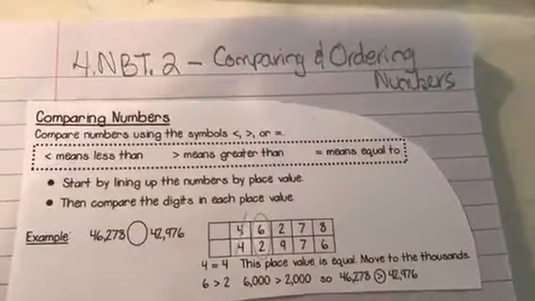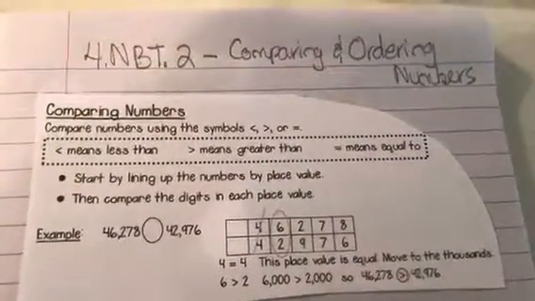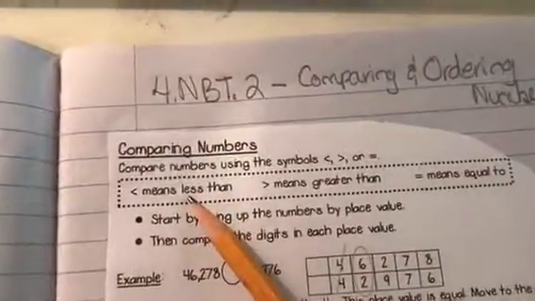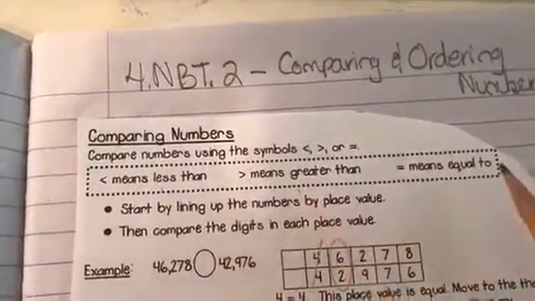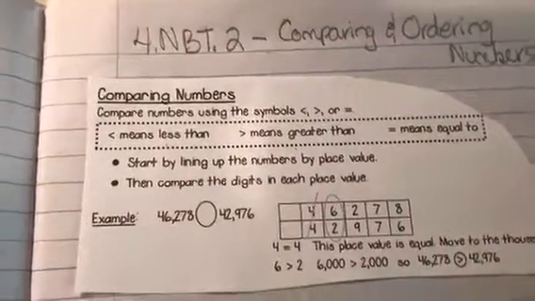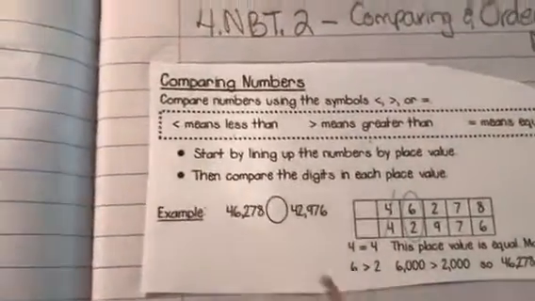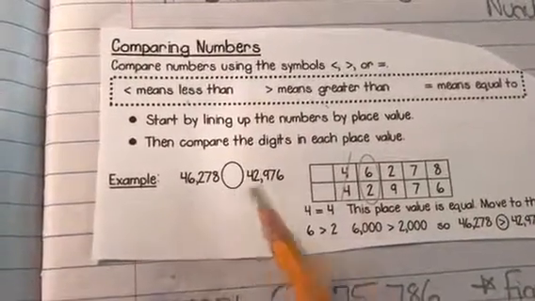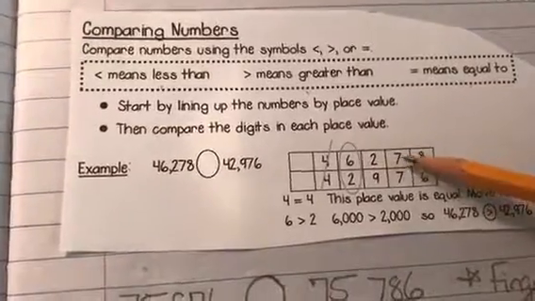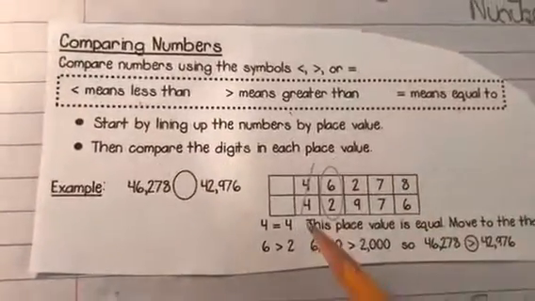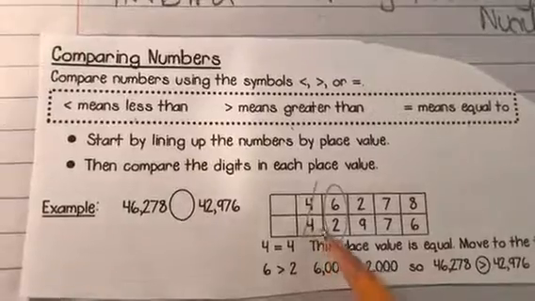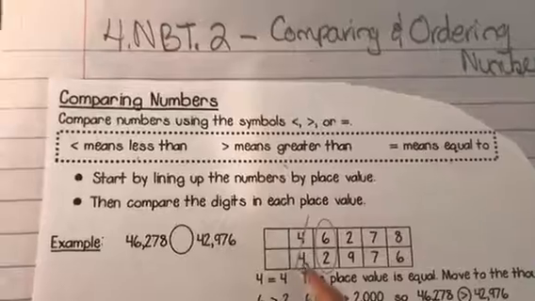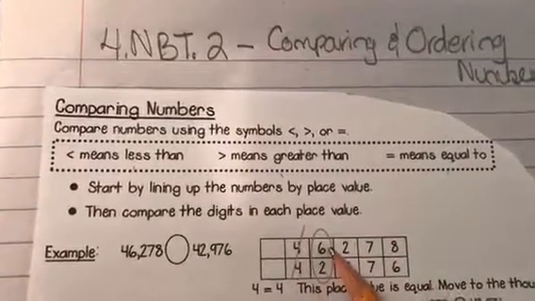The next part of NBT2 is comparing numbers. We're comparing numbers with little signs that mean less than, greater than, and equal to, also known as the alligator. When you have two big numbers and want to figure out which one is larger, start by stacking them up, one on top of the other. It's very easy to see right off the bat which one is larger, because you start at the larger place value and check which one has the bigger number in it.